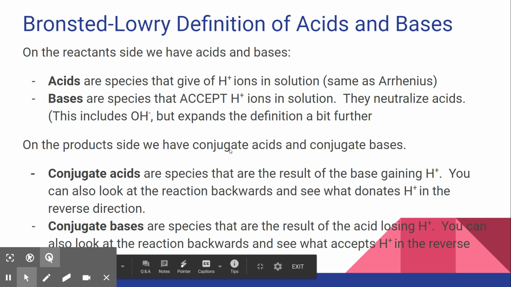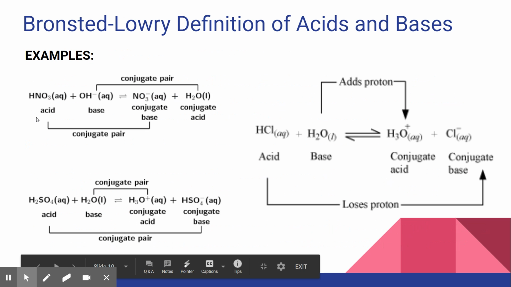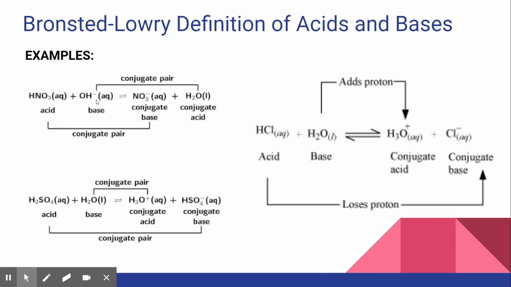Let's look at some examples here. It'll make this a little clearer. So we have HNO3 and OH minus. In the forward direction, HNO3 goes to NO3 minus, so it donated an H plus. It has that H plus at the beginning, so it's pretty easy to distinguish which one is the acid. OH minus was easy because OH minus is always a base. So we have our acid and our base on the reactant side. Always on the reactant side are the acid and base. On the product side, we have the conjugate base and conjugate acid.